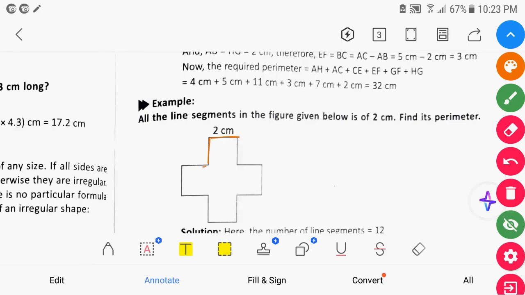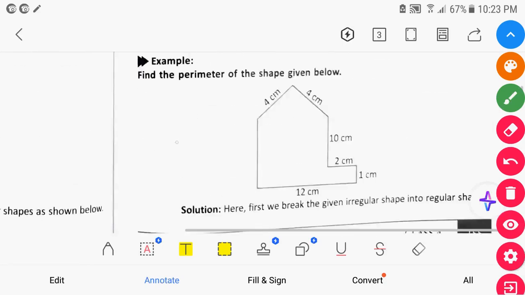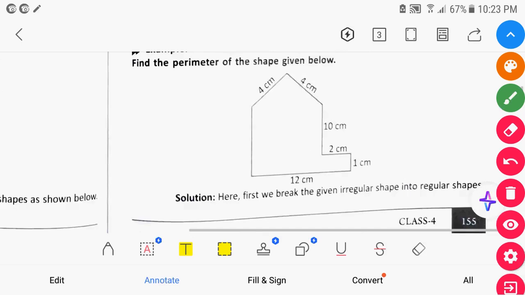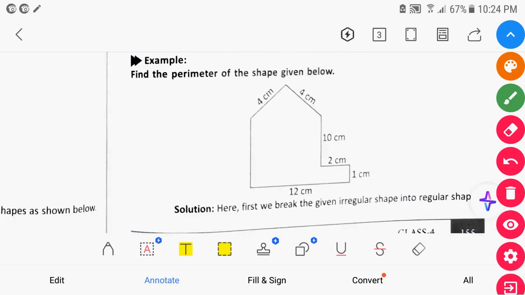1, 2, 3, 4, 5, 6, 7, 8, 9, 10, 11, 12. 12 sides are there, multiplied by 2 centimeter, which is the measurement of one side. So the answer is 24 centimeter, the perimeter of the irregular shape. Now again one irregular shape is given and you have to find the perimeter. I think you understood what the theme is here.